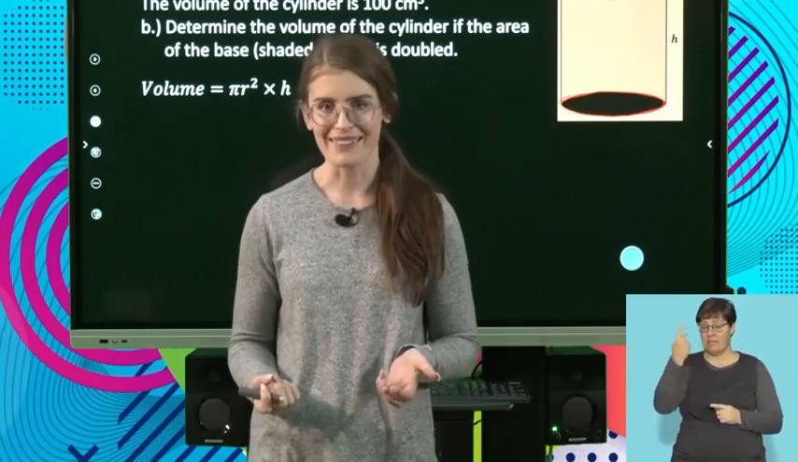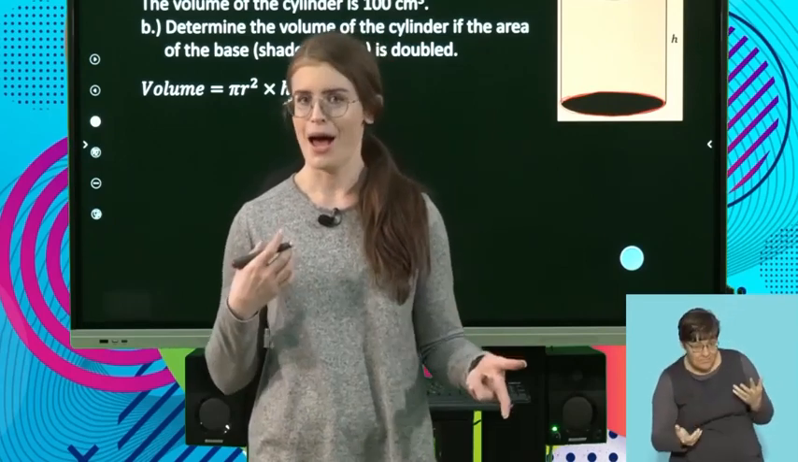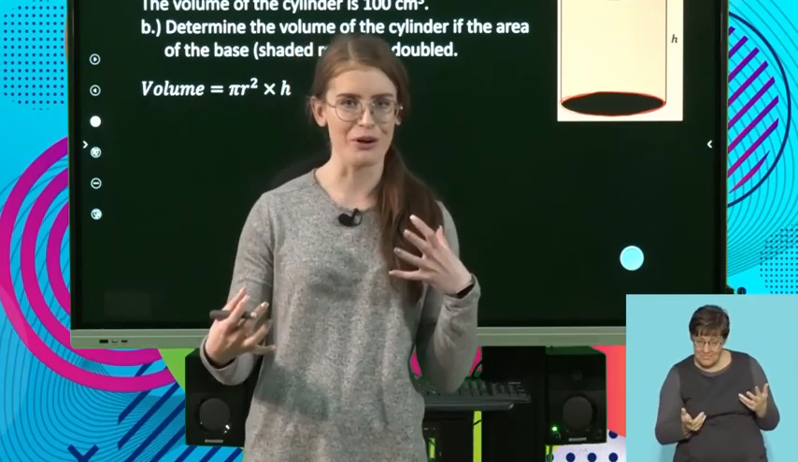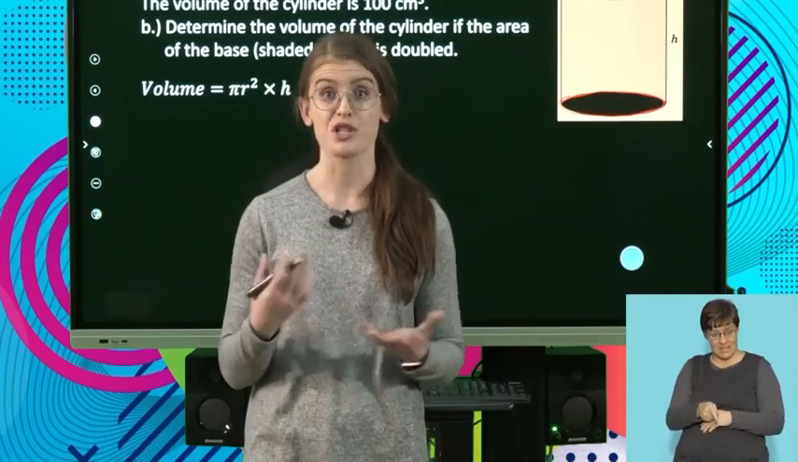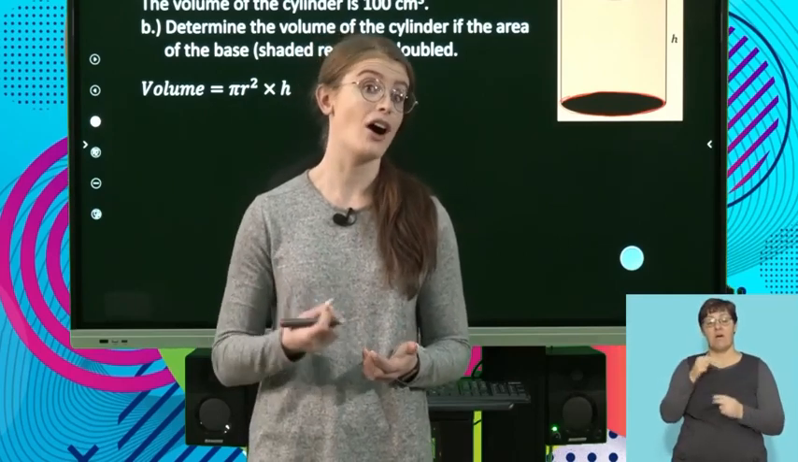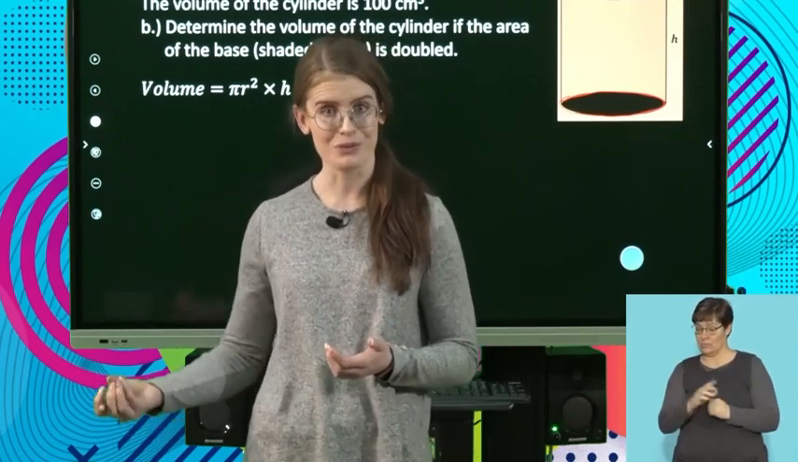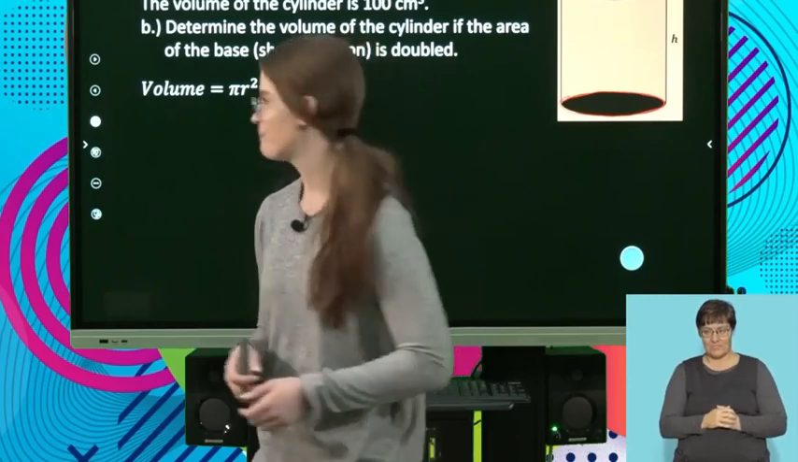So if I'm doubling that, what do I have to multiply by? I'm hoping that we've got some 2's going on in your heads. So I'm going to have to multiply the area of the base, which is pi r squared, because that's the area of a circle. So it's going to be pi r squared times 2. And we're going to see how that affects my calculation. Let's go back to the board.